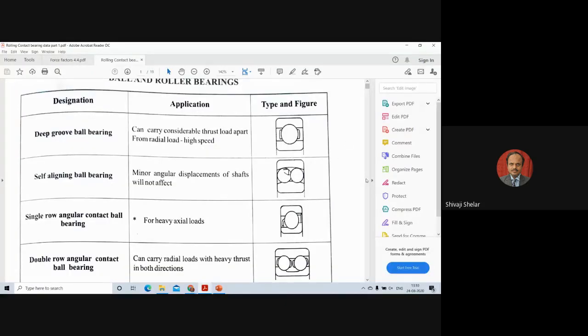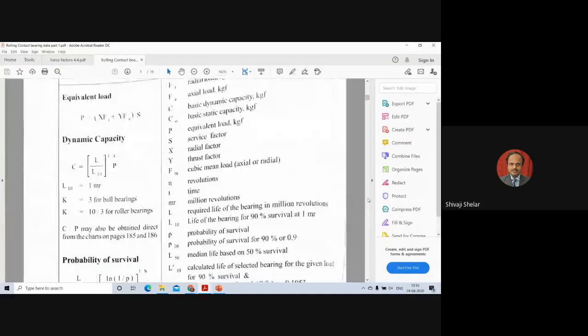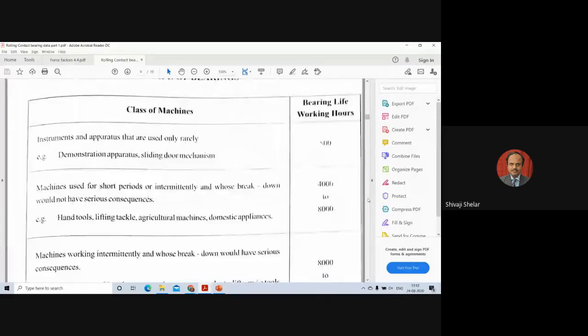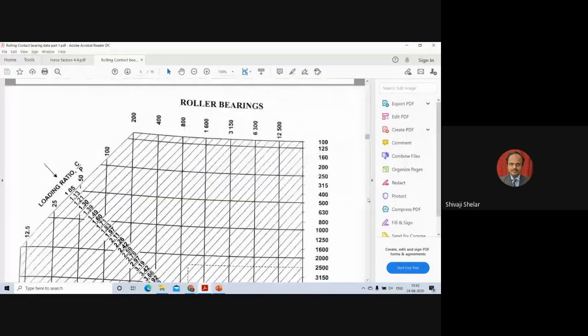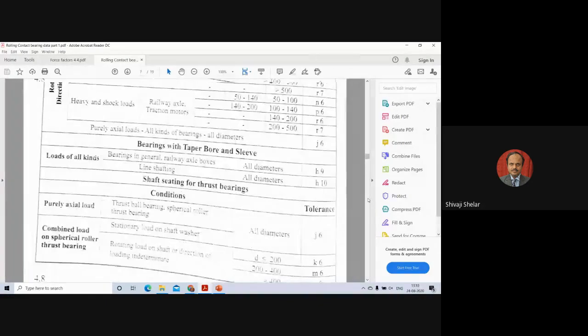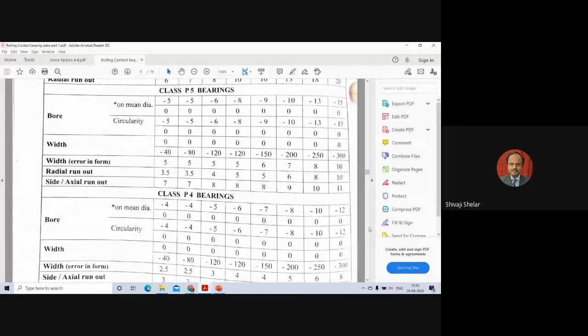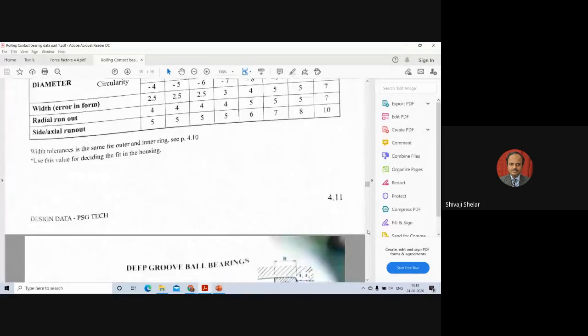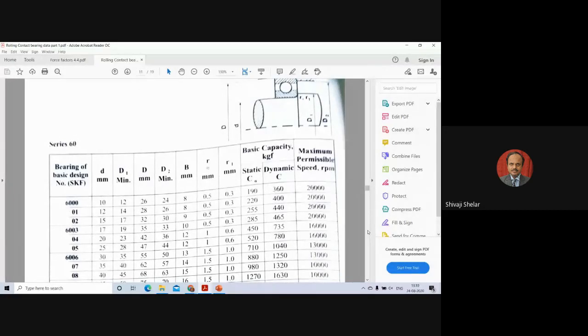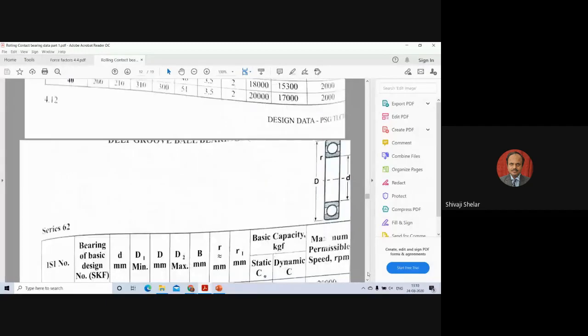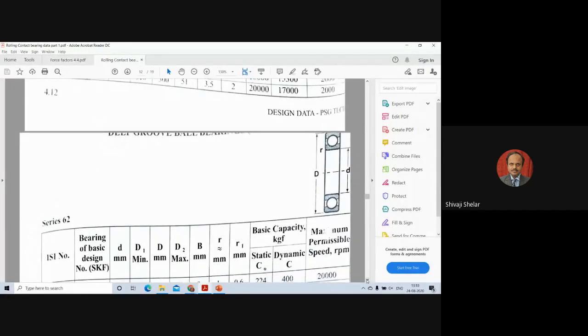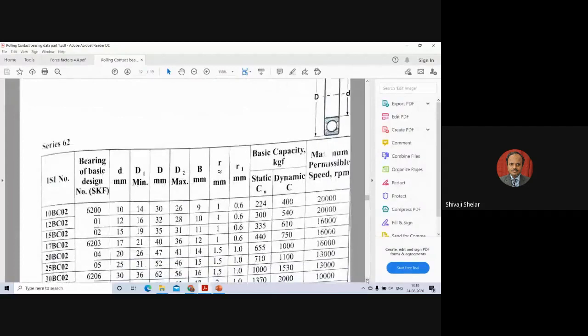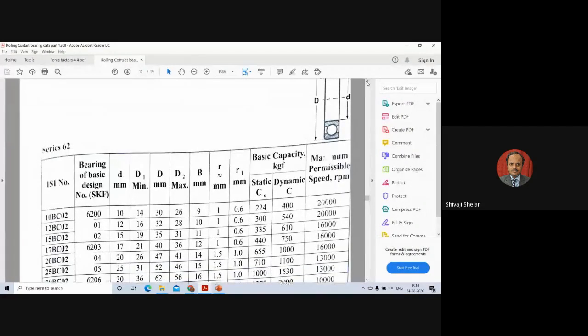Okay, so this is the rolling contact bearing data. Let's say you see the 62 series bearing. There are table values here. This is the 6 series bearing, deep groove ball bearing of 0 series. This is the deep groove ball bearing of second series. That is, 6 indicates deep groove ball bearing, 2 indicates the next series, that is 62 series.